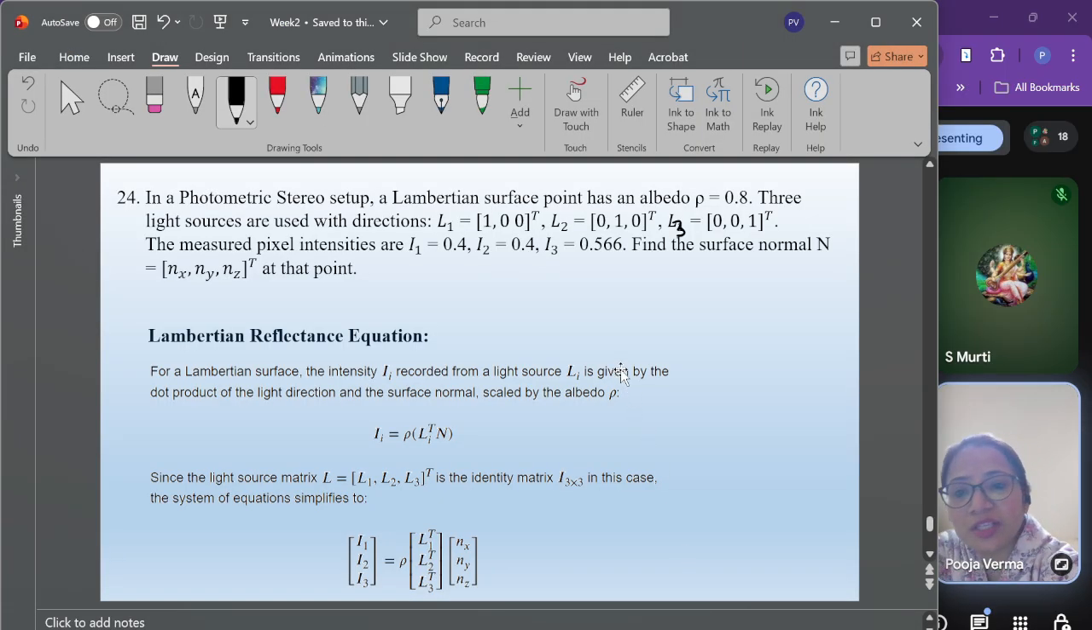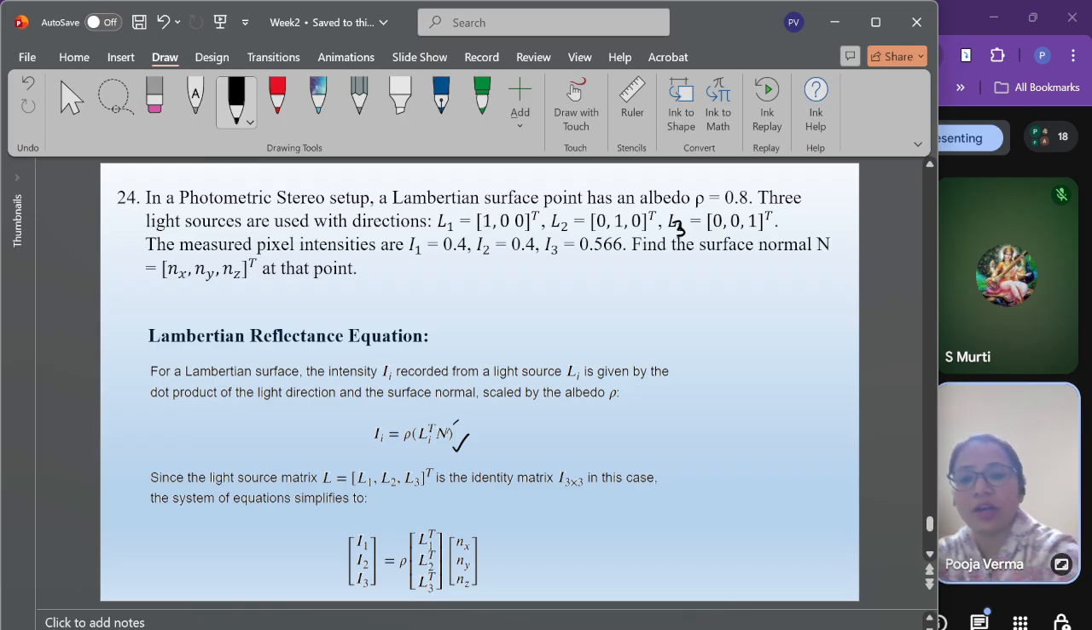So this is the equation for the Lambertian reflectance surface. So Ii is rho Li transpose n, where n is the surface normal, and this one is the light source matrix, that is L1, L2, L3 till Ln. Here only three values are given, so that's why it is a 3 cross 3 matrix in that case. So three values will be there, I1, I2, I3. Similarly for this one.